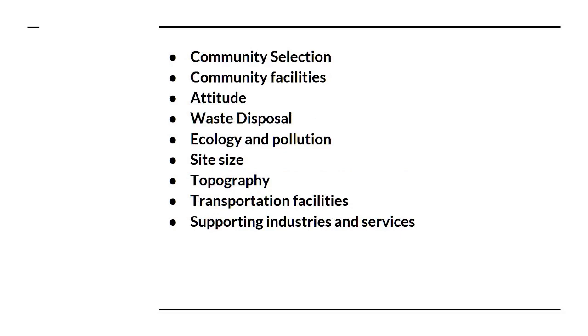Other criteria which are to be taken into consideration are community selection, facilities to be provided, attitude, waste disposal, ecology and pollution, site size, topography, transportation facilities, supporting industries and services. This is all about selection of a food plant site.